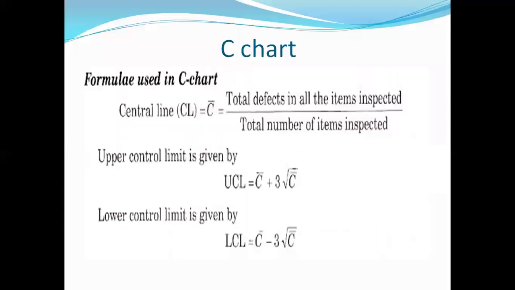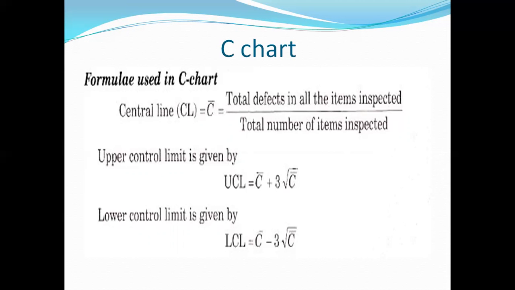Now we move towards the C chart. How can we define the C chart? The C chart is basically used to find the number of defects per unit. So how do you calculate the center line? The center line value will be given by C dash. C dash is the total defects in all the items inspected divided by the total number of items inspected.